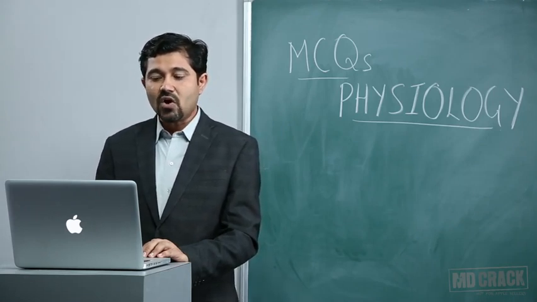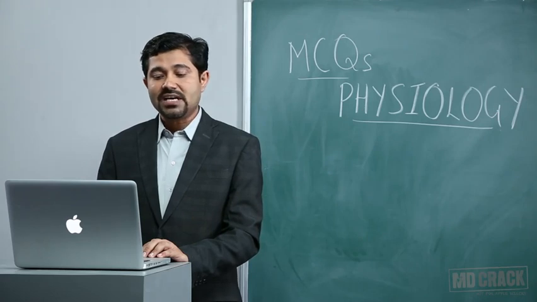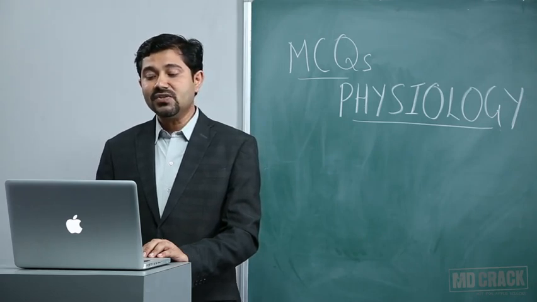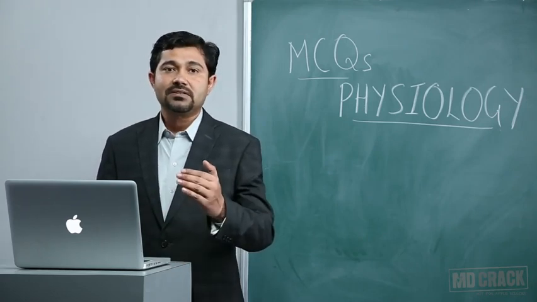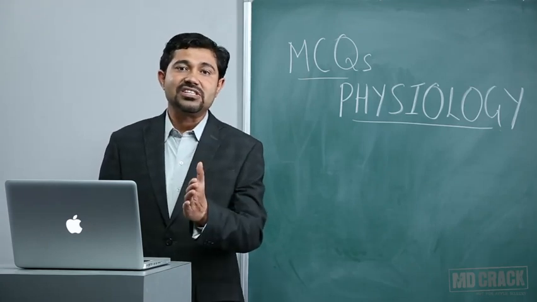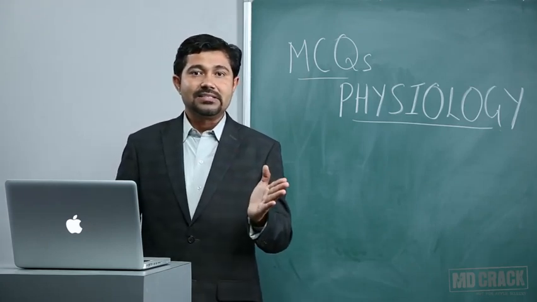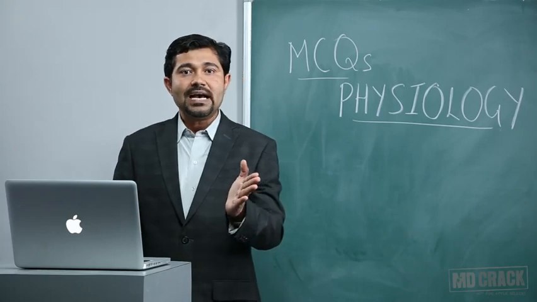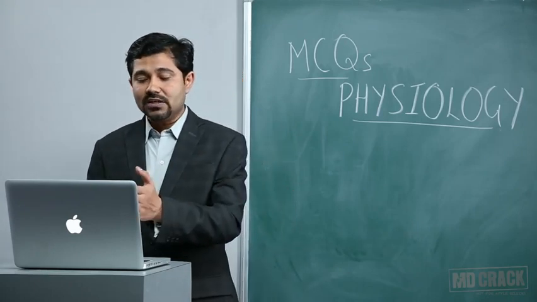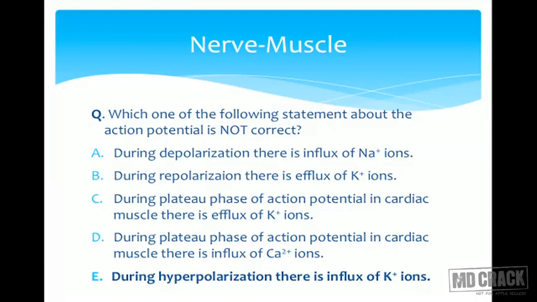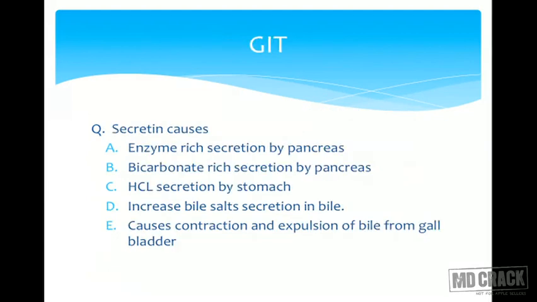So why is this a wrong statement? Because during hyperpolarization, there is continuous efflux of potassium ions. Remember, potassium channels are lazy. They are late to open and late to close. So therefore, there is continuous efflux. So what is the correct answer? The correct answer is option E. During hyperpolarization, there is influx of the potassium ion.